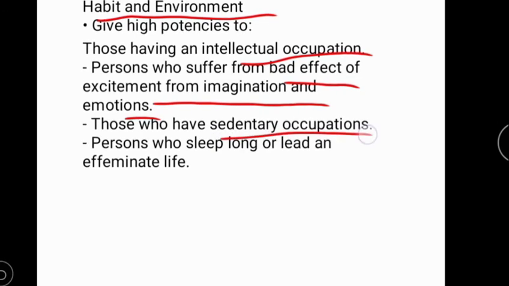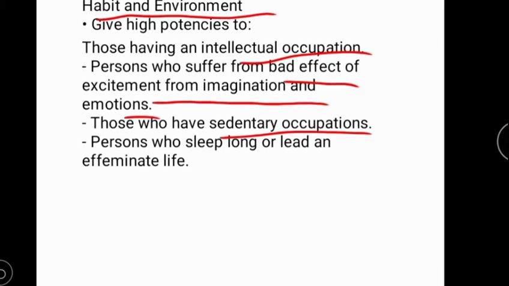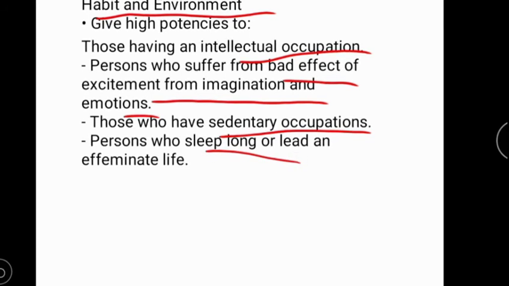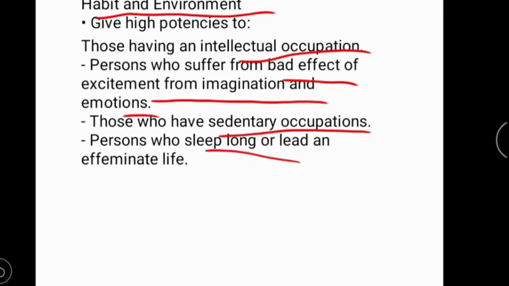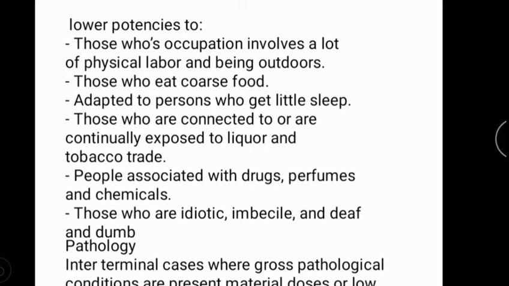Those with a sedentary occupation also need it. Sedentary means they are just in a comfortable zone. These are also given high potency. Those who want to sleep long, 8 hours, 10 hours, maximum time sleeping, are also given high potency. Now lower potency is given according to their habit and environment.